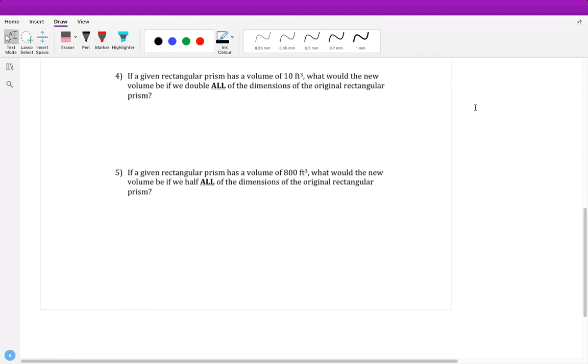For question number 4, if a given rectangular prism has a volume of 10 feet cubed, what would the new volume be if we double, now this is a key thing, all of the dimensions of the original rectangular prism? All right, so let's go ahead and draw this one again, just to kind of go through an example of what we were talking about in class.